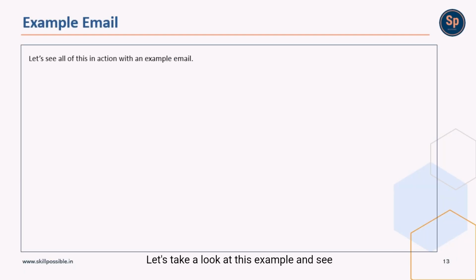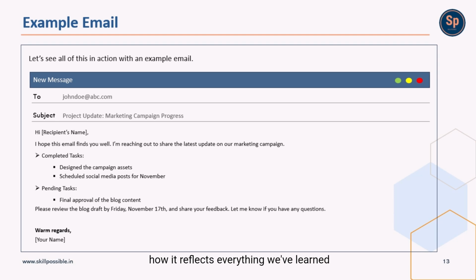Let's take a look at this example and see how it reflects everything we've learned so far about writing a well-structured email. First, the subject line is clear and specific. Instead of just saying update or project, it tells the recipient exactly what the email is about, an update on the marketing campaign. That's effective and professional.